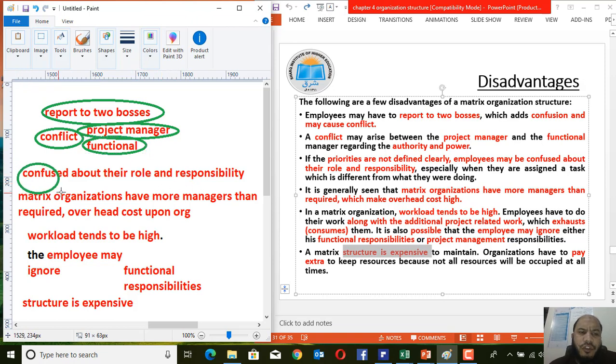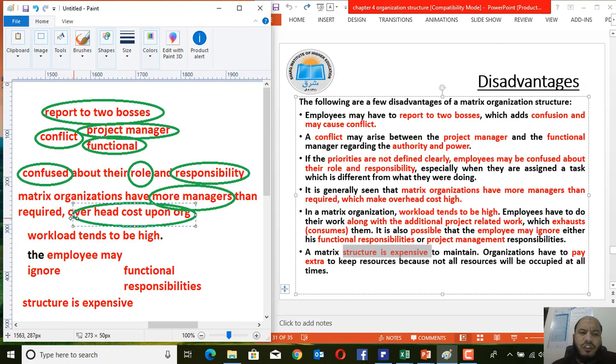Sometimes employees may be confused about their roles and responsibilities. Employees may find it difficult to know to whom they are responsible and what their role is within the organization and within this job. So one of the disadvantages of the matrix structure is that it may have more managers than required, which will increase the overhead cost of the organization. More managers will increase the number of employees within the organization, and when the number of employees increases, the overhead cost upon the organization may increase.